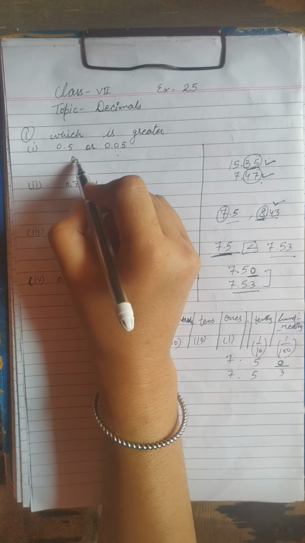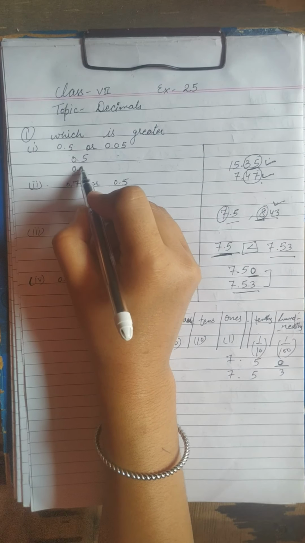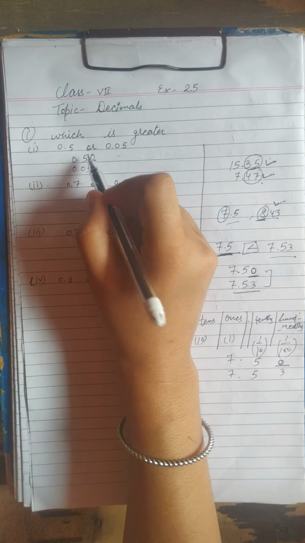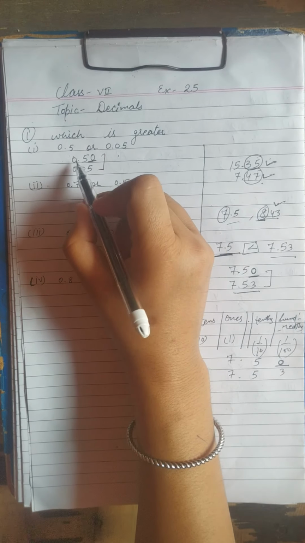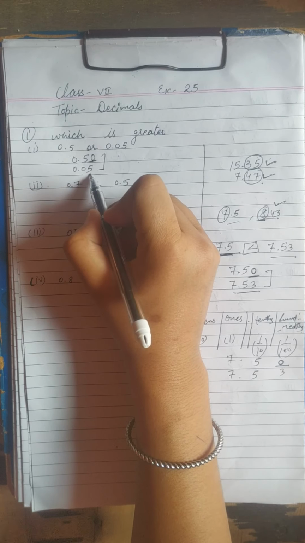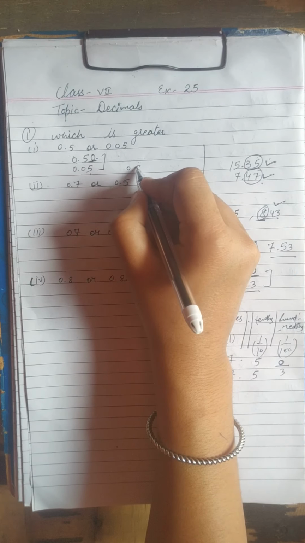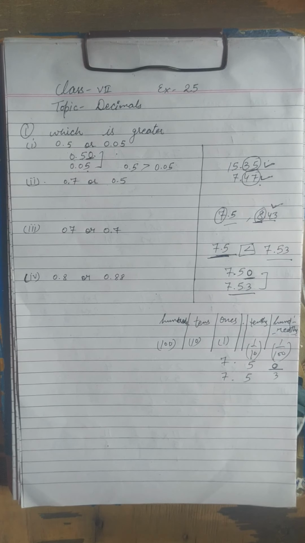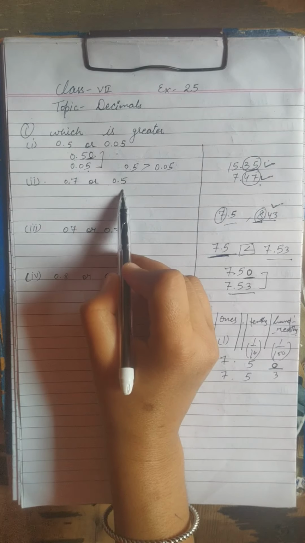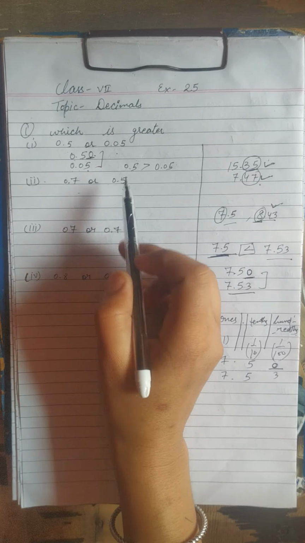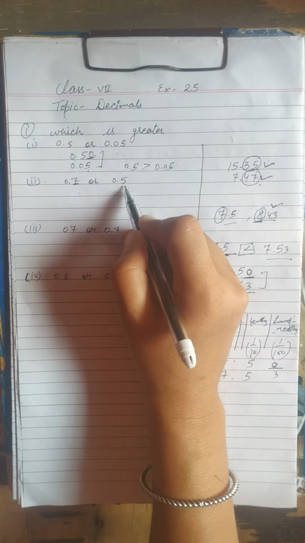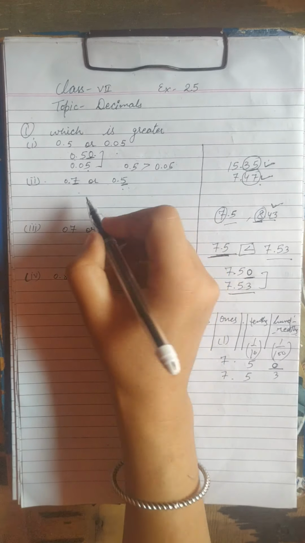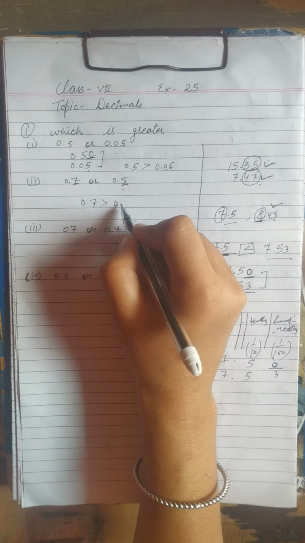First is 0.5 and the other is 0.05. When we convert these into like decimals, what will we write here? 0. See now, which number is greater, 0.50 or 0.05? This one. So that means 0.5 is greater than 0.05. Next there is 0.7 or 0.5. This is already in like decimals because only one digit is there in the decimal place, and here also one digit is there. So easily we can judge which number is greater, that is 0.7.